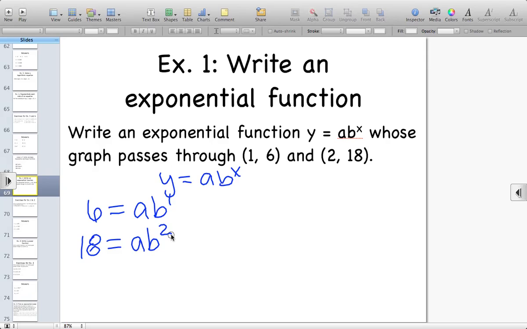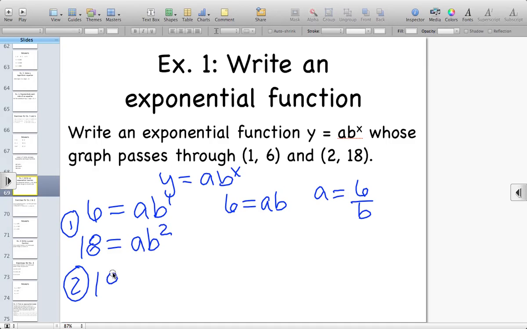And what we want to do is get a by itself. It's easier to work with the first one because it has the smaller numbers. So let's isolate a. We're going to solve for a. B to the first, of course, being just b. So a is equal to 6 divided by b. So step 1 was to create these equations. Step 2, solve for a and substitute it into the second equation. Hopefully you've worked with solving a system of equations before. This is the same idea.